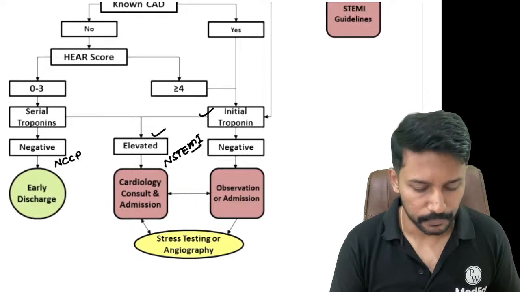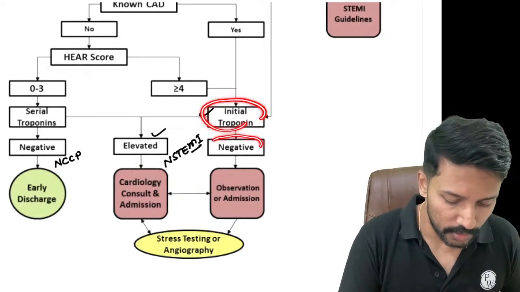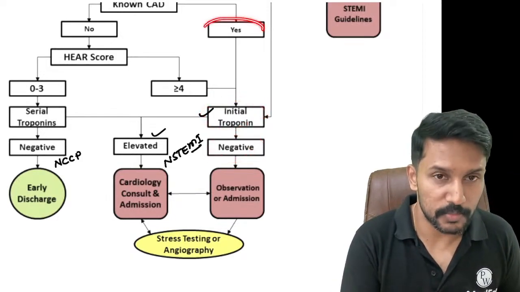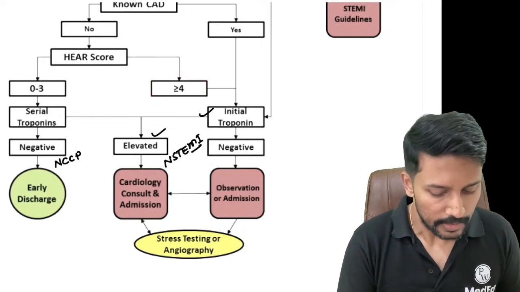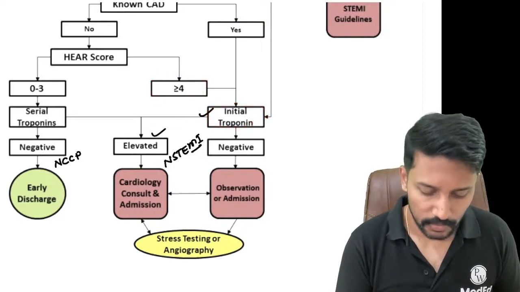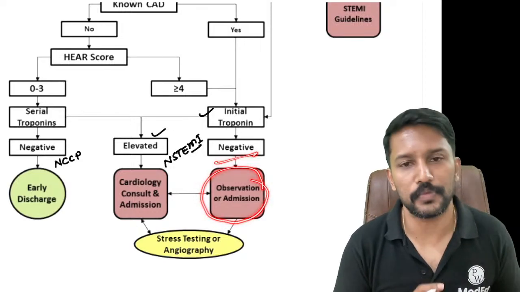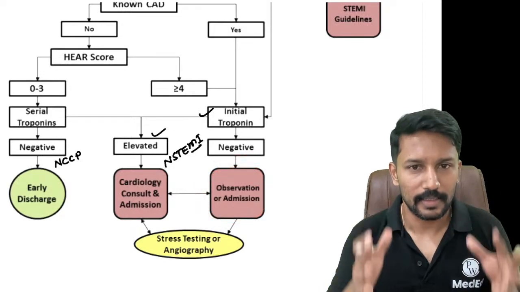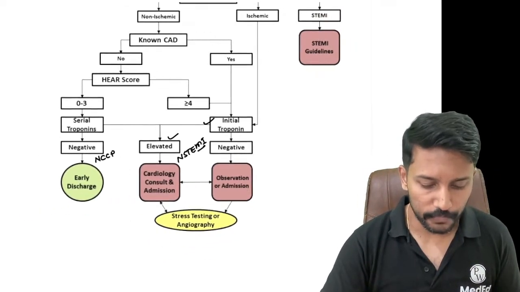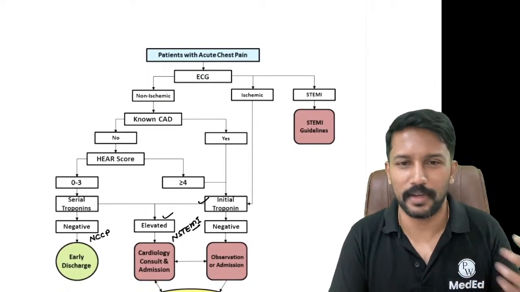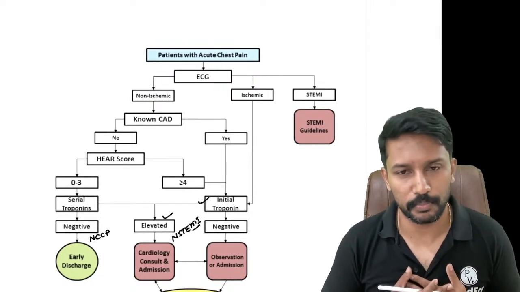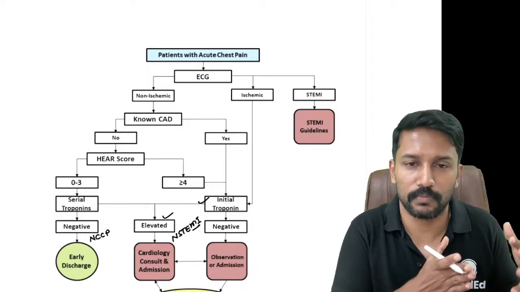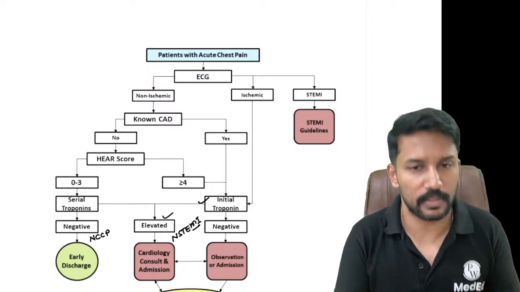If the initial troponin in these patients, where there is previous history of coronary artery disease or the HEART score is 4 or more, is negative, we still need to admit them and observe. Clear? This is the approach we need to take. All of us need to learn this by heart, because every now and then our relatives approach us on phone saying that they have got chest pain. We might have to direct them appropriately depending on their situation.